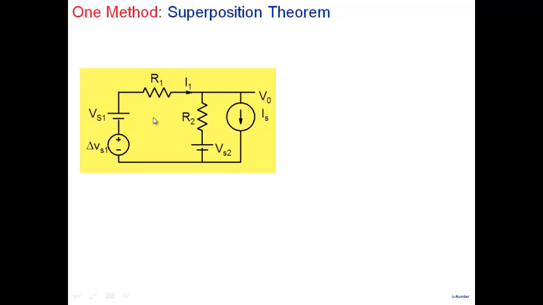Right? Superposition theorem. What am I saying? I'm changing Vs1 by a small amount. So let's put this source here. Now, what am I interested in? What is the effect of delta Vs1 on V0? So I use the superposition theorem.